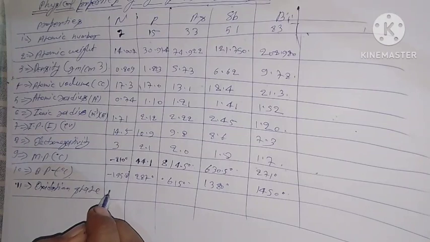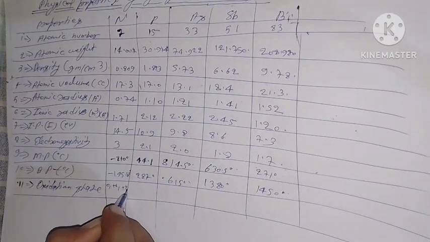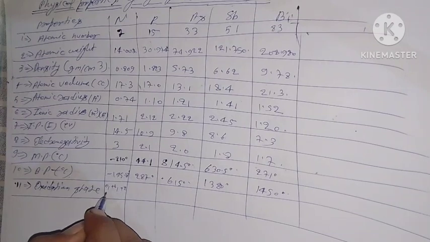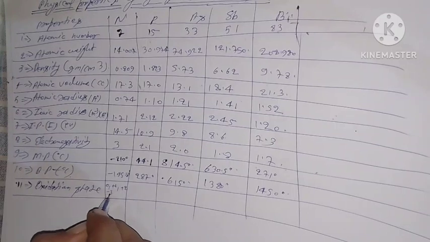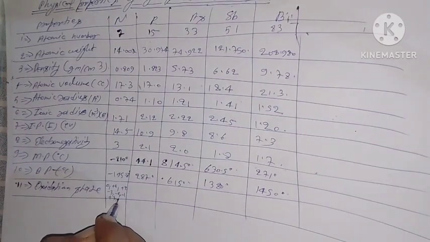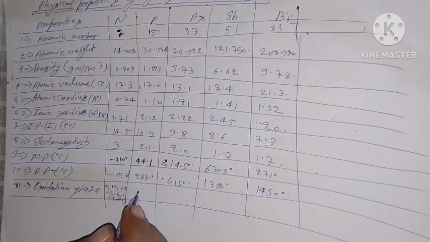Oxidation state. The oxidation states of nitrogen are 0, plus 1, plus 2, minus 3, minus 2, minus 1, plus 3, plus 4, plus 5. Okay?